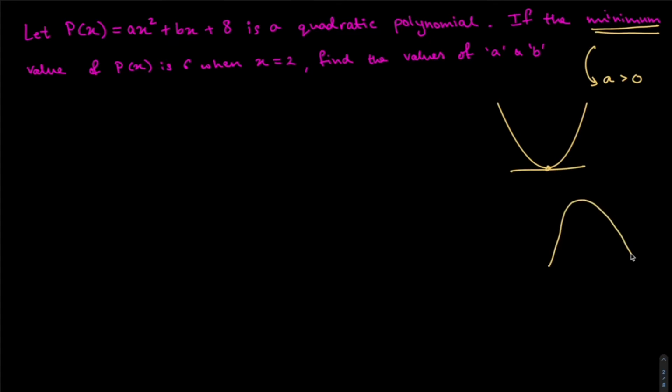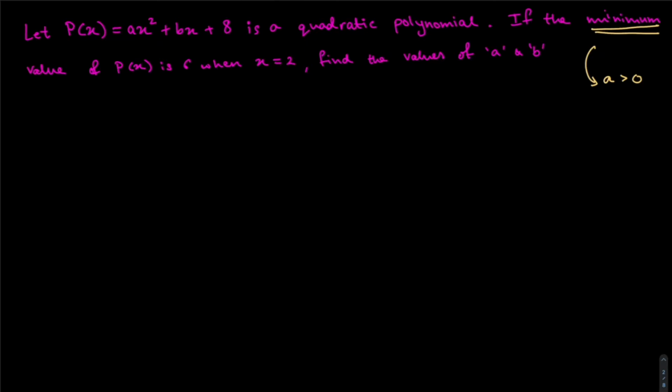In a downward facing parabola, we only have a maximum value, we don't have a minimum value. So with that logic, we know that a is greater than 0. That is one thing, and it will come very handy later on. Now let's look at more information that we have.